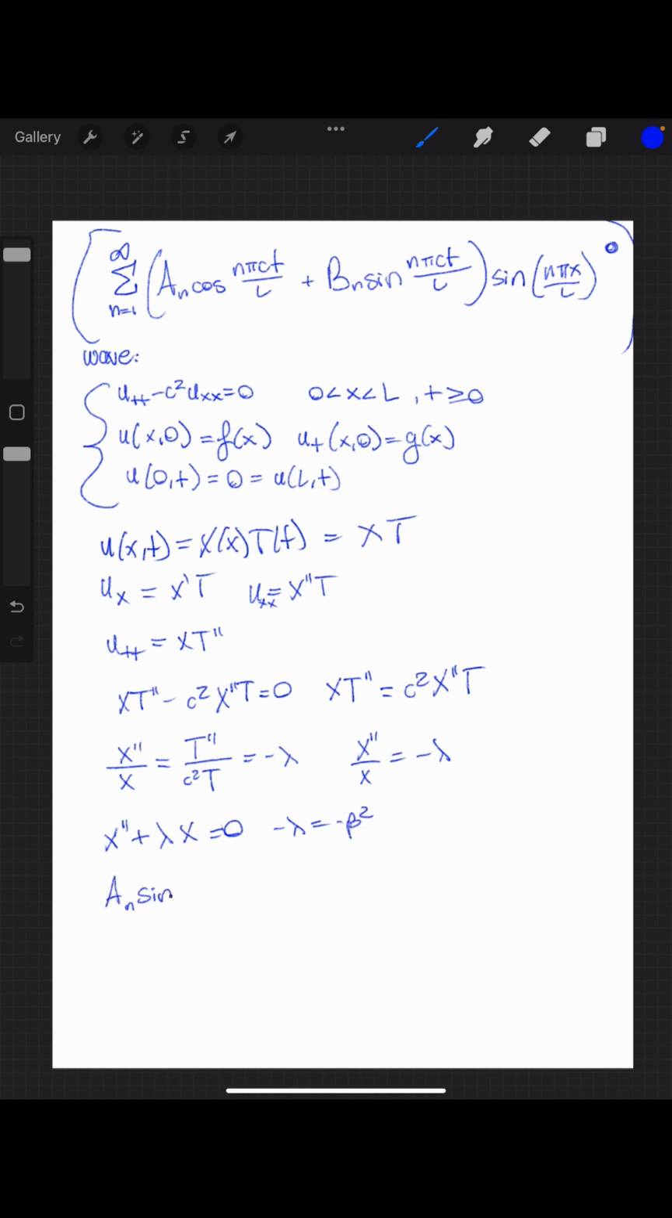Now, if we set lambda equal to beta squared, we can get the equation a_n sine beta x plus b_n cosine beta x. Now, due to the boundary conditions u(0,t) equals 0 and u(L,t) equals 0, we can see that u of x times t, when the function of x has the value of 0 times the function of t, to get a non-trivial or non-constant solution for T, X(0) must equal 0. This goes the same for X(L).